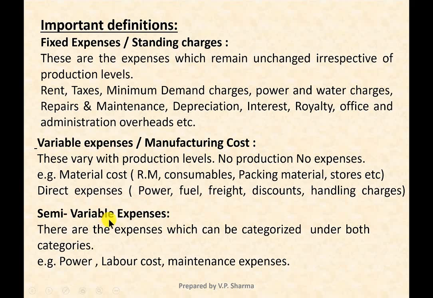Third category is your semi-variable expenses. These are the expenses which can be categorized under both categories. That means they may fall partly under fixed and the remaining can be variable. Like your power. For example, the power which is utilized under the production block is a variable expense, and the power which is utilized under office and other places is a fixed expense. Same is the case with labor cost. The production labor is variable and the office labor is a fixed expense. Similarly, maintenance expenses. So these expenses are to be apportioned properly before computing the gross profit.